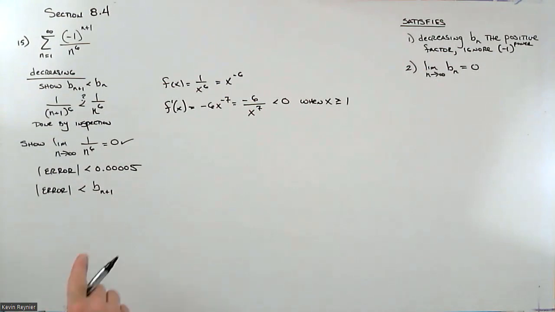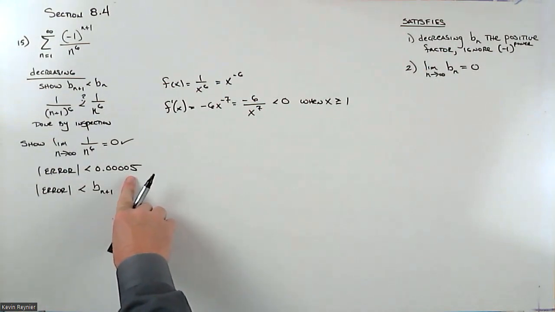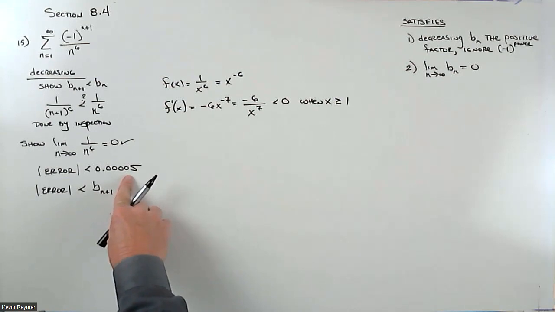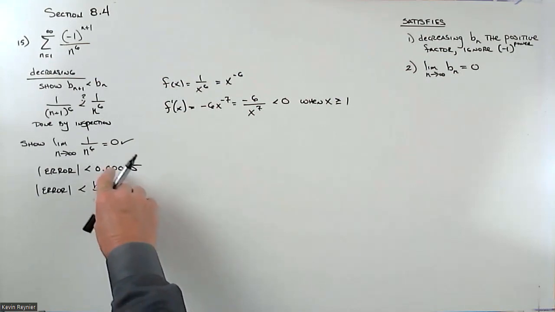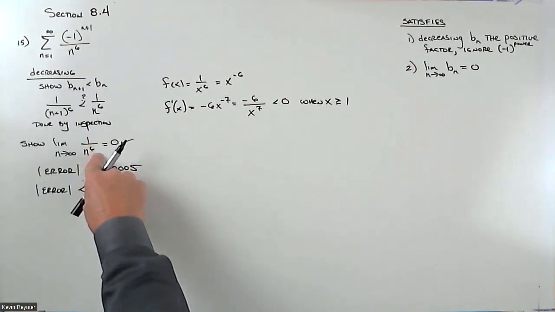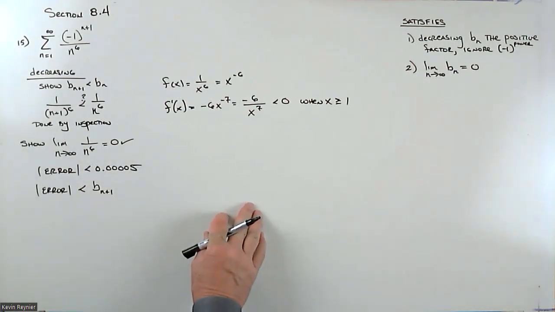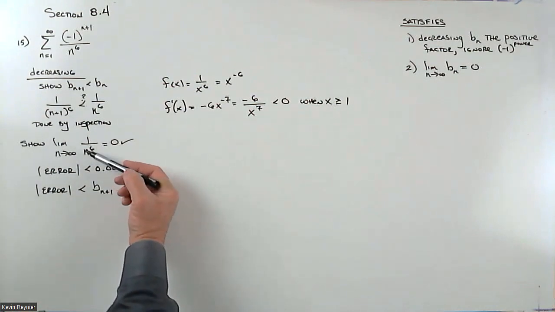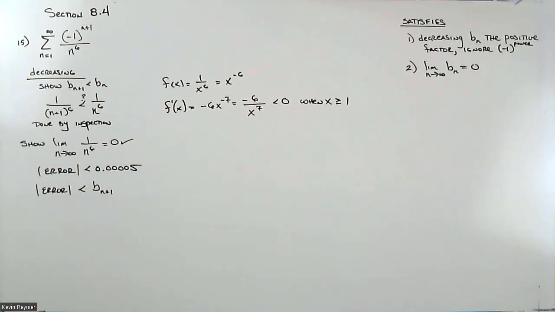So we want to know what term is going to get us an error that's less than this. We just need to know which term is going to be smaller than this. If we put 1 in here, we get 1. If we put 2 in here, we get 1 over 2 to the 6th, right? So what can we do? We could just keep plugging numbers in with our calculator, right? We could ask our calculator, what's 1 over 2 to the 6th?